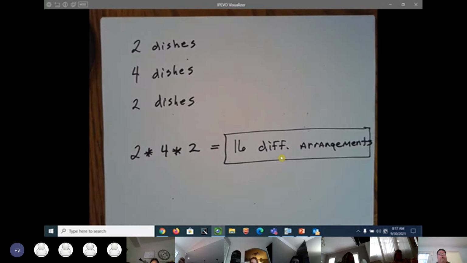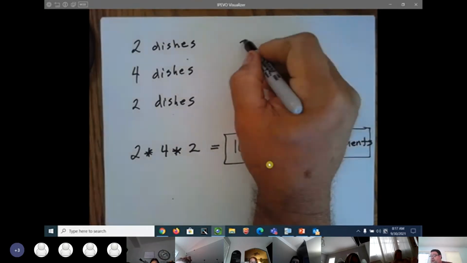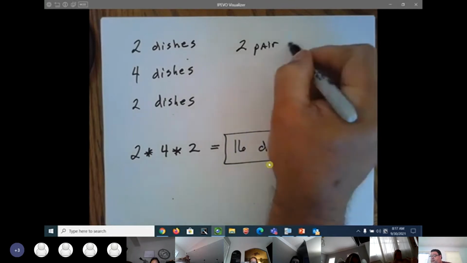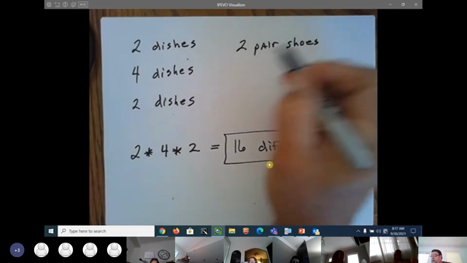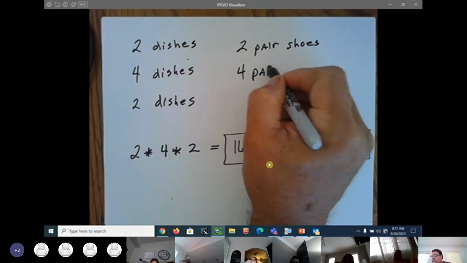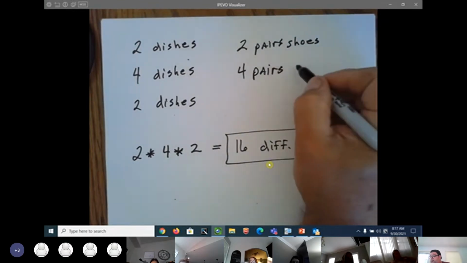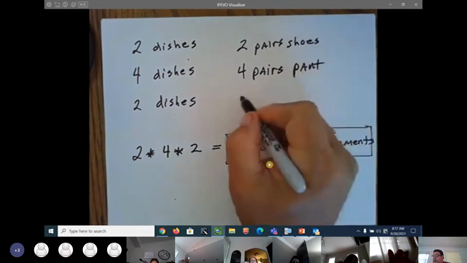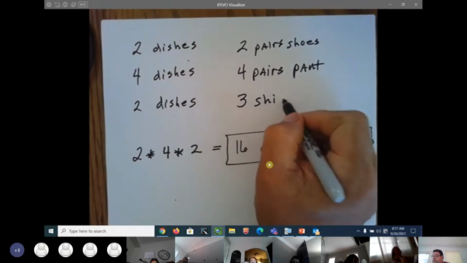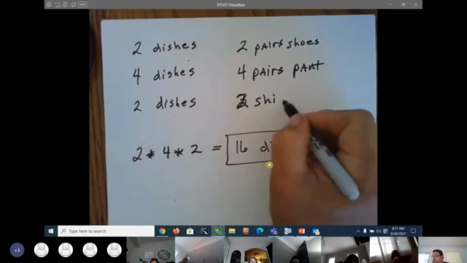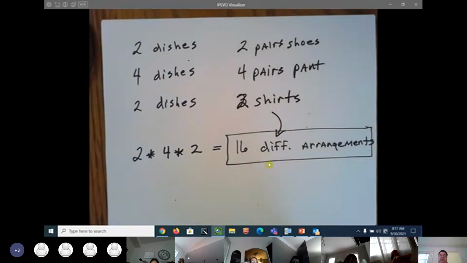So make sure you know how to do a problem like this. This is multiplicative. In other words, it's a combination of 2 dishes, 2 dishes, and 4 dishes. You got 16 different arrangements. Same thing with clothing. 2 pairs of shoes, 4 pairs of pants, and 2 shirts would be 16 different outfits.